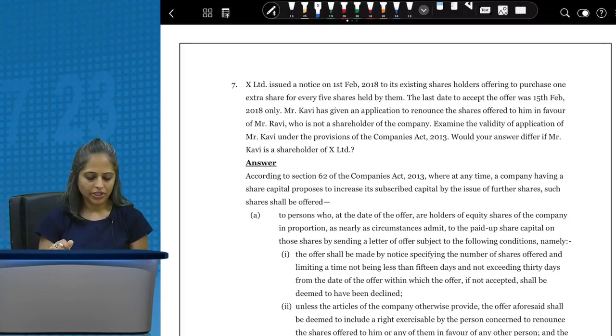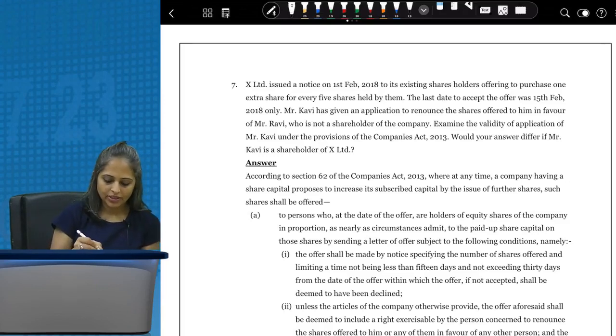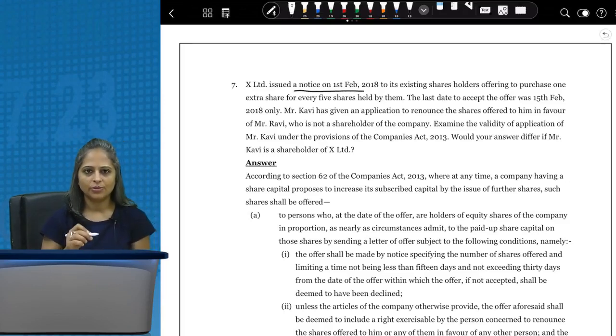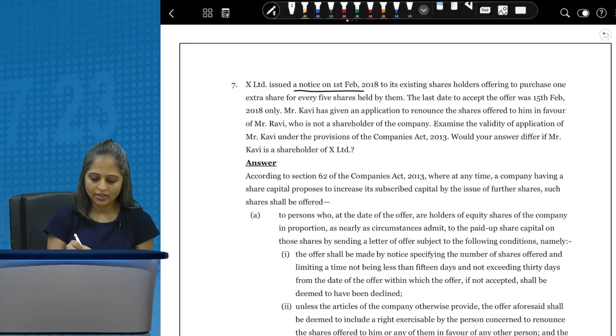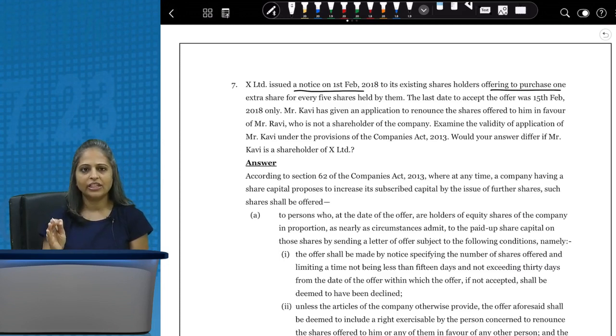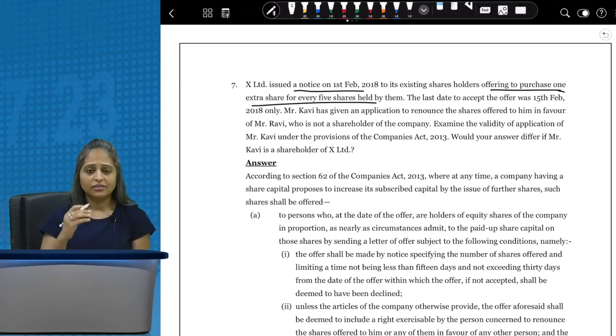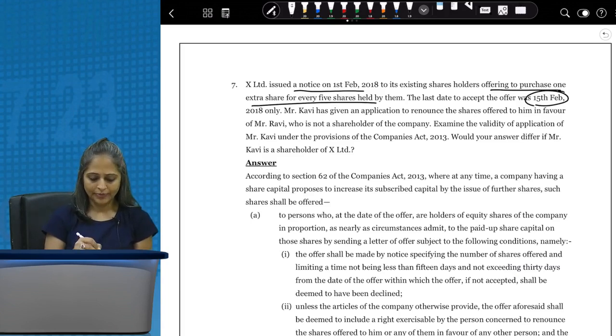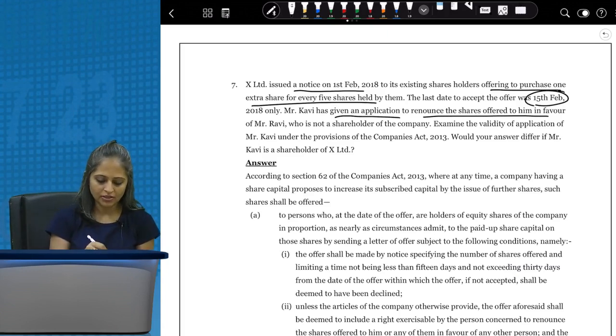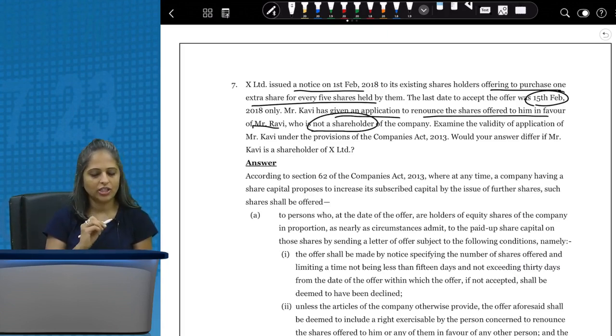Question 7. X Limited issued a notice on 1st Feb 2018 to its existing shareholders offering to purchase 1 extra share for every 5 shares held by them. The last date to accept the offer was 15th of Feb 2018 only. Mr. Kavi had given an application to renounce the shares offered to him in favor of Mr. Ravi, who is not a shareholder of the company.